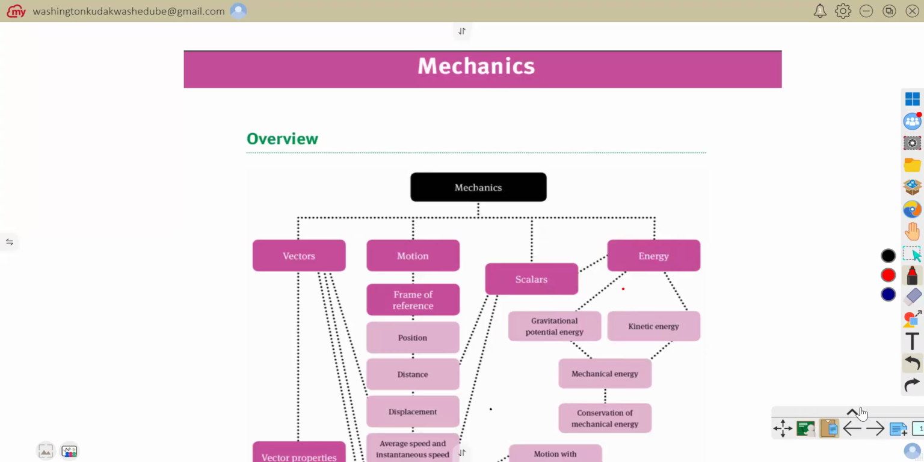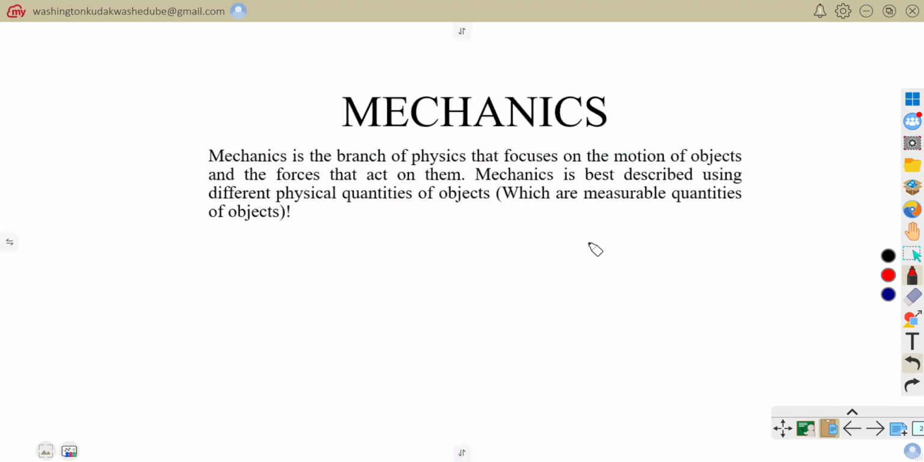Today in this video, I brought some notes, so I'll be explaining some notes. That is what we refer to as basics, so that you get a clear understanding of where we are coming from and where we are going. So let's start by defining the word mechanics itself. Mechanics is the branch of physics that focuses on the motion of objects as well as the forces that act on them.